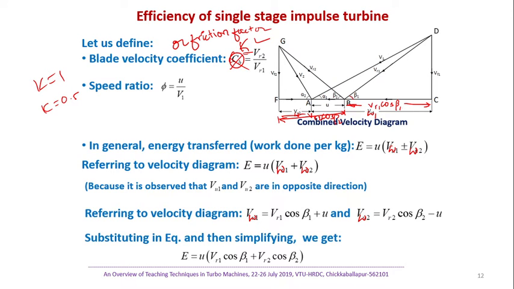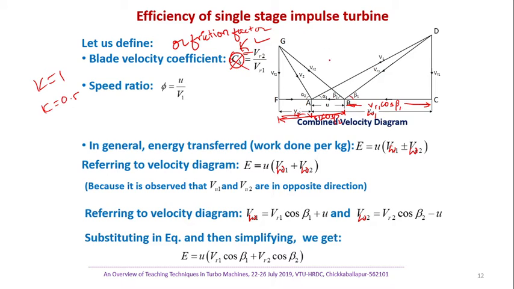Okay, fine. So first I will define what is blade velocity coefficient or friction factor. It is denoted by K. So K is given by VR2 by VR1. Then the speed ratio phi is given by U by V1. This we know from the Euler turbine equation: energy is given by U times (VW1 plus or minus VW2). But looking at this velocity triangle, we can say that E is equal to U times (VW1 plus VW2).